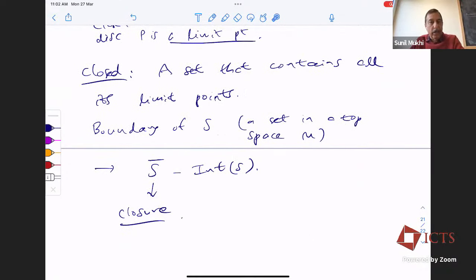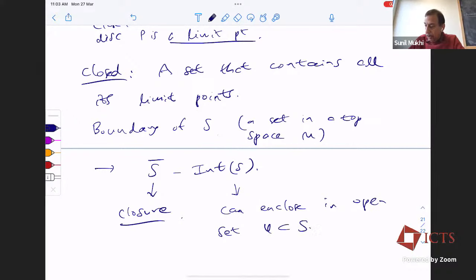Interior is also defined. There's a way to define interior, which I forgot just now, but you can look it up in my book. It's something quite standard about, again, enclosing points. The interior is the set of points such that I can find an open set U around each point that is fully contained in S.